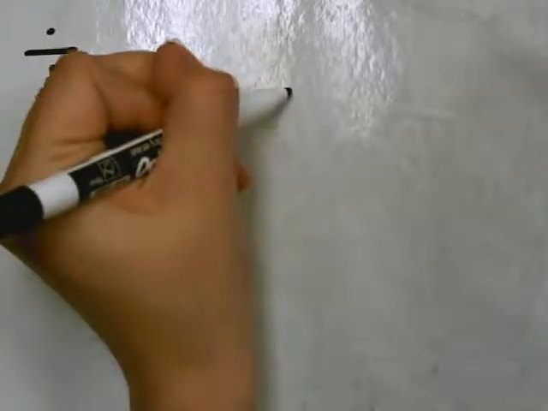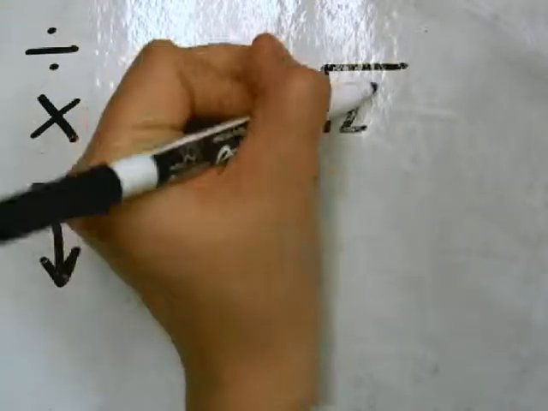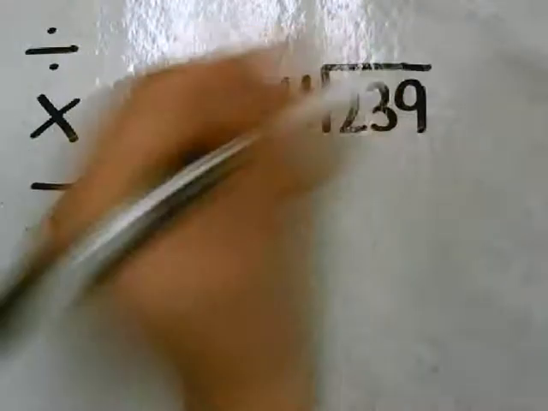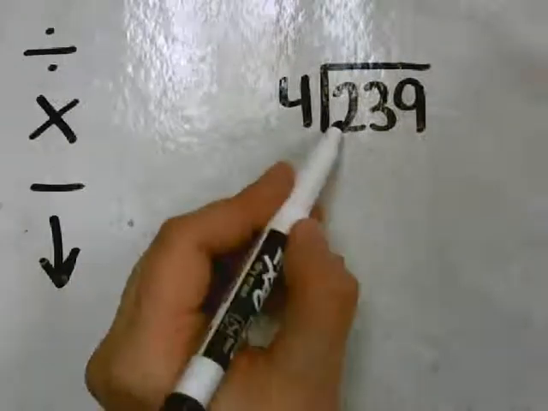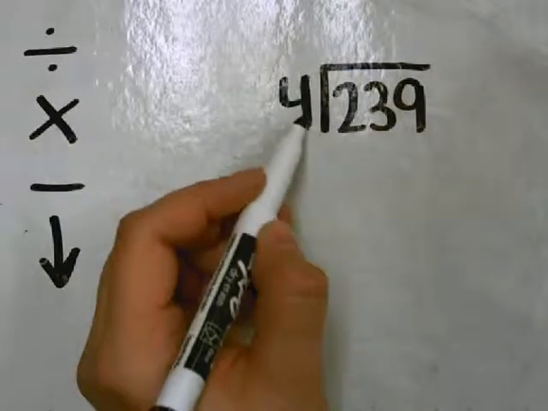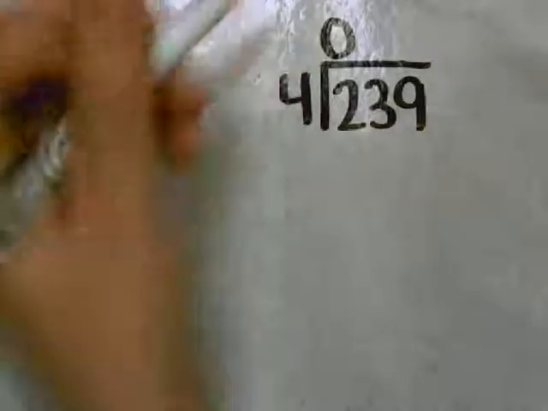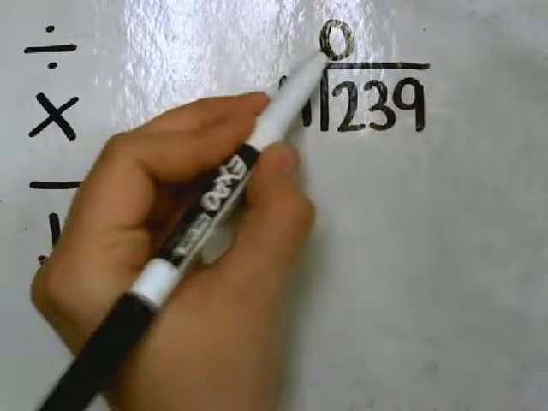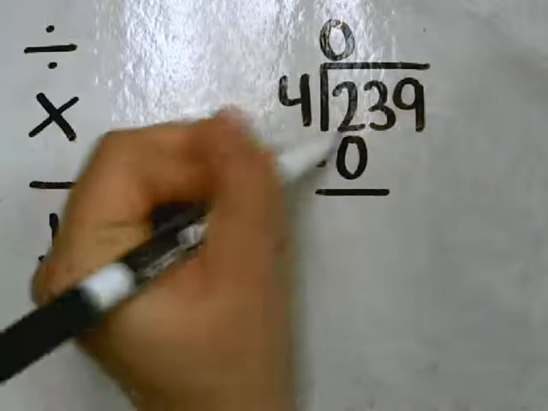We're going to do 239 divided by 4. So this one's a little bit tricky because the first number you cannot divide 2 divided by 4 because 2 is smaller. So that's okay. You just put a 0 on top for your first step, and then you multiply. 4 times 0 is 0. Do the same steps. You subtract, you get 2, and then bring down the next number. And now you have a number that you can work with.